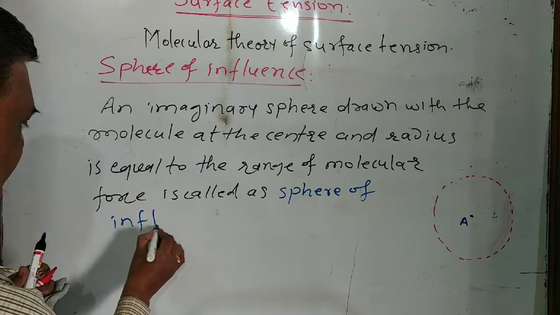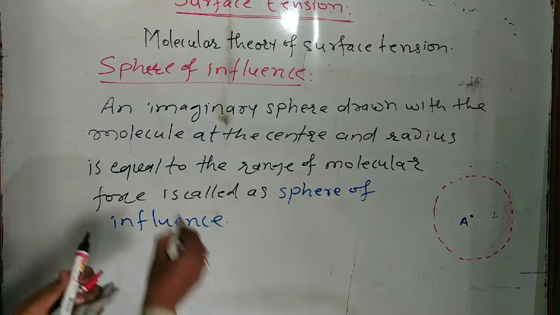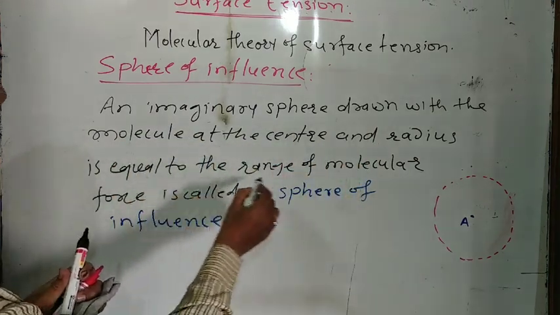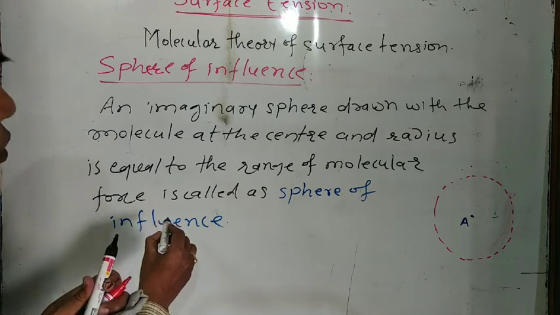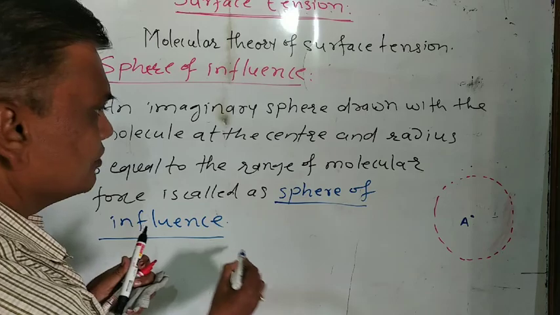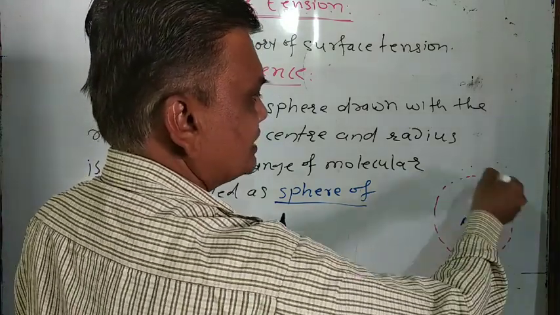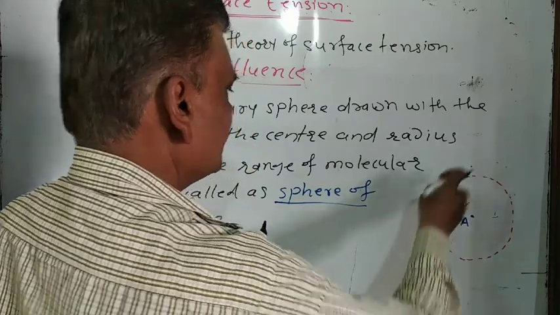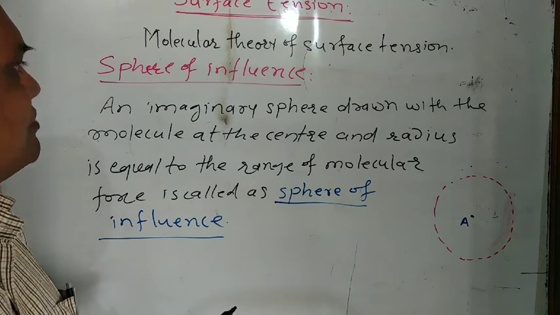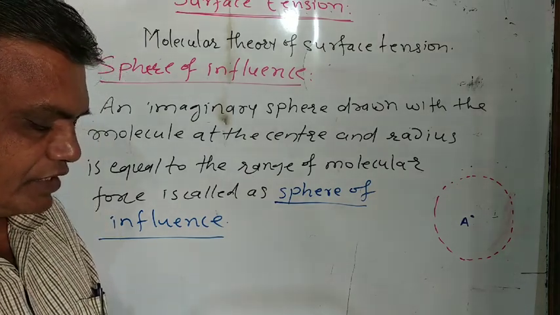What is the sphere of influence? An imaginary sphere drawn with the molecule at the center and radius equal to the range of molecular force is called the sphere of influence. This is the molecule, and this molecule experiences force around it in this region. So this sphere is known as the sphere of influence.